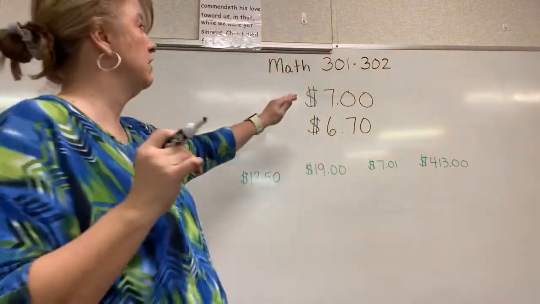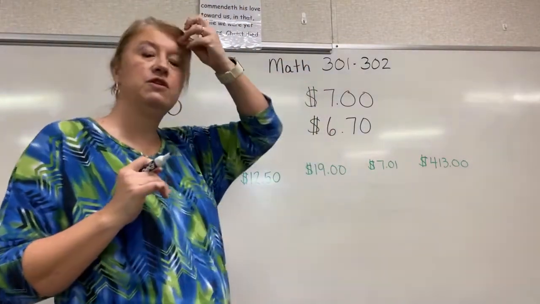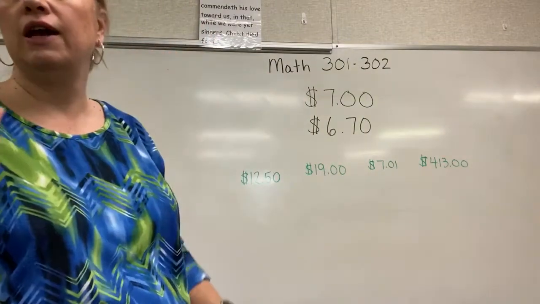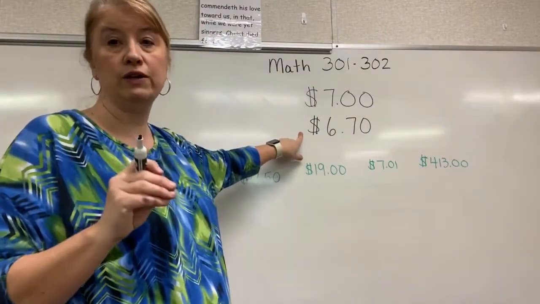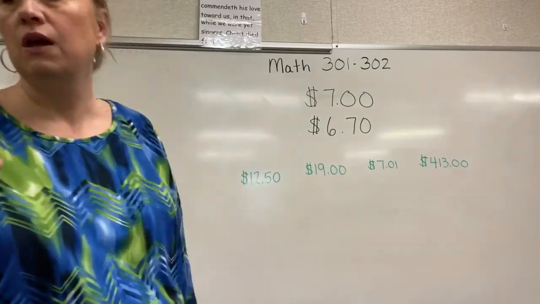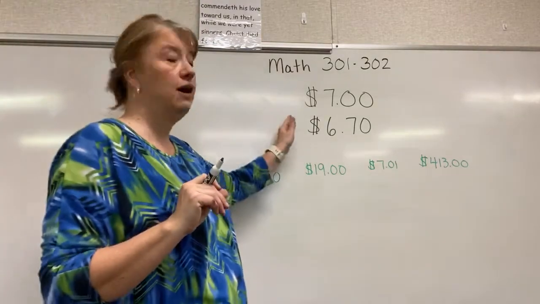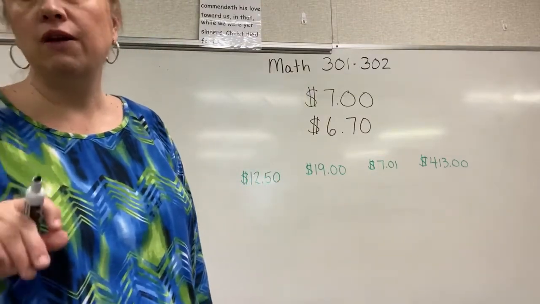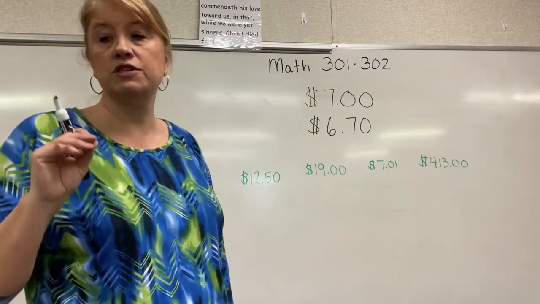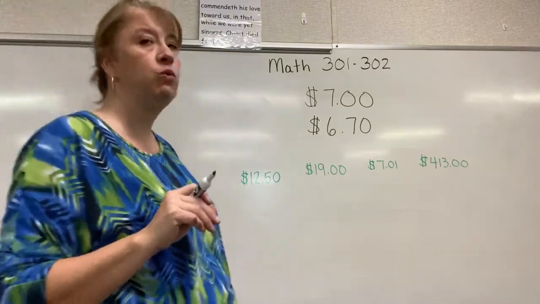So we have $7. We'll begin with this. We have $7, and I want to buy a book that costs $6.70. We're talking about rounding money. Do I have enough money to buy the book? Yes, I do. If I rounded the cost of the book to the nearest dollar, the cost would be what?